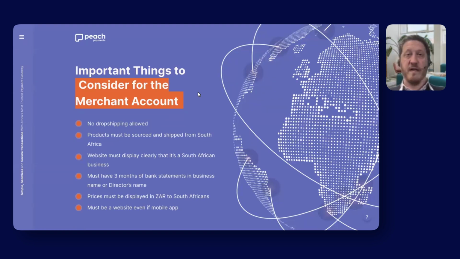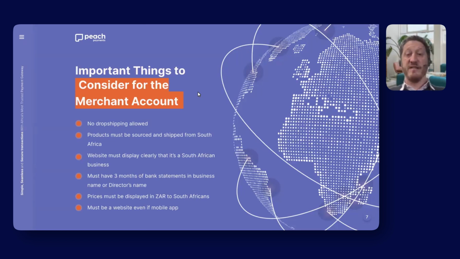That's a core rule, and often we talk a lot to merchants about how can they build a business that gives them the flexibility that drop shipping has, but frankly is not drop shipping. And so we encourage people to call us up and get our advice about how to navigate that. Products must be sourced and shipped from South Africa. The website must display clearly that it's a South African business.